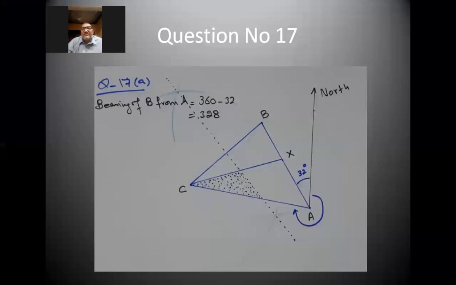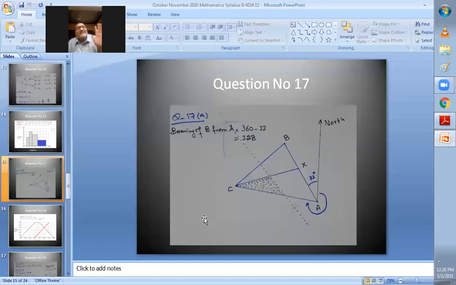Let me increase the size. This is the portion which is inside the triangle ABC. This is the portion which is nearer to AC as compared to BC. This is the portion which is nearer to C as compared to B. So this is the shade. Hopefully you have understood this question. That was question number 17. Let's move to the next question.